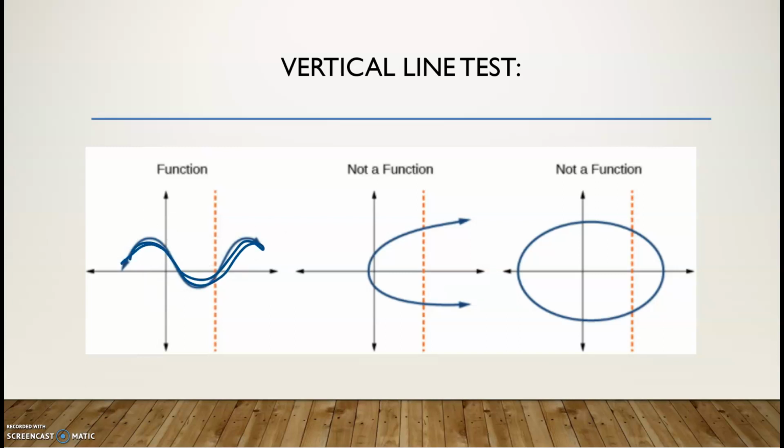Now this one over here, notice I hit it once and twice with my vertical line. So we know that that is not a function, and same thing with this one. We are crossing this graph more than once on each of these, so we know that that graph right there is not a function.